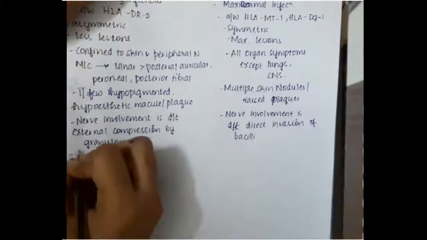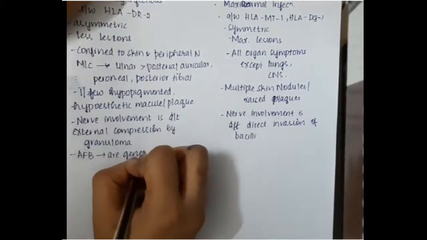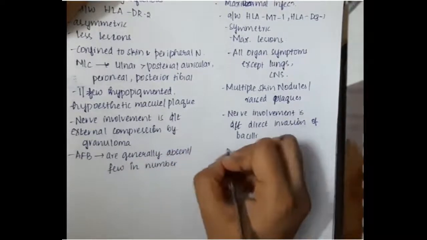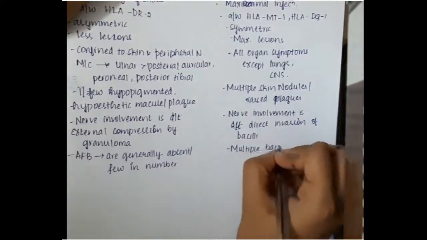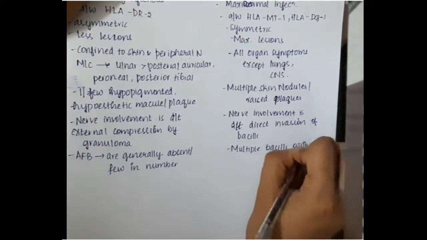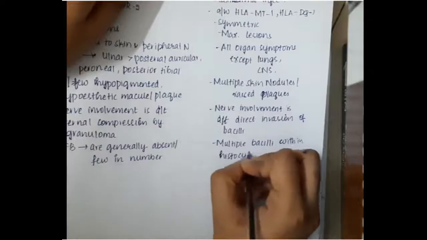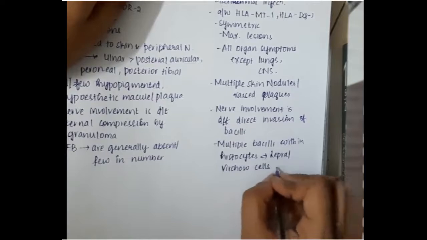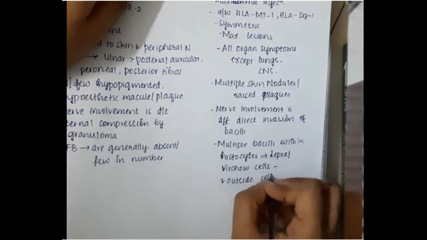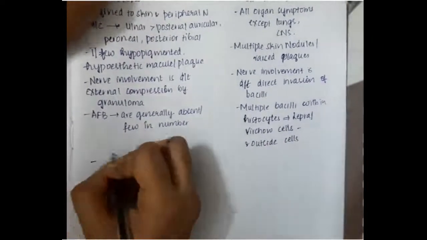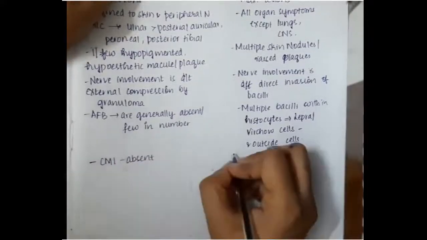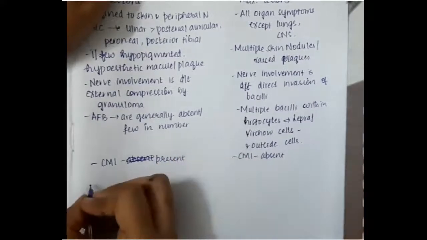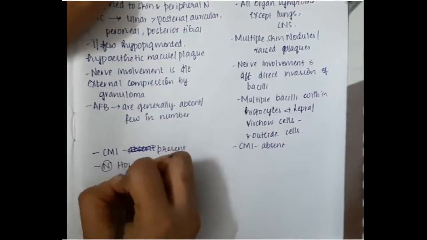Then in tuberculoid leprosy, AFB is generally absent or few in number. Whereas in lepromatous leprosy, multiple bacilli are seen within the histiocytes, that is, lepra cells or Virchow cells are present. Then in tuberculoid leprosy, cell-mediated immunity is present. It's not absent, it is present. Whereas in lepromatous leprosy, cell-mediated immunity is absent.